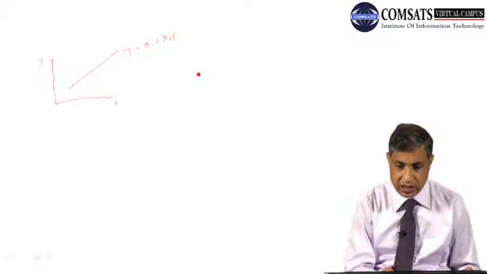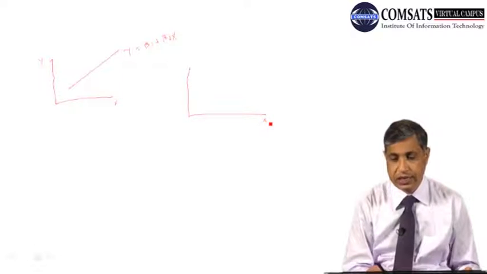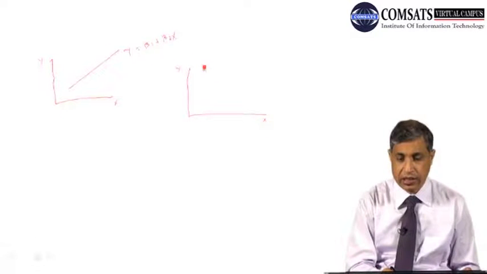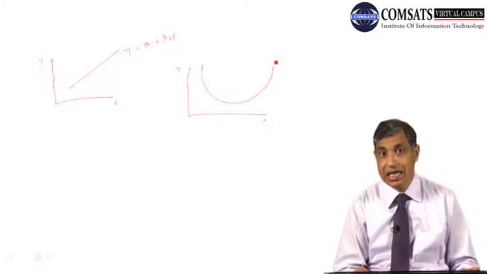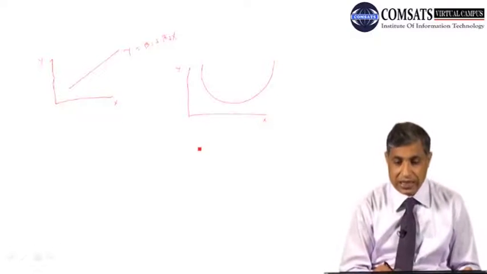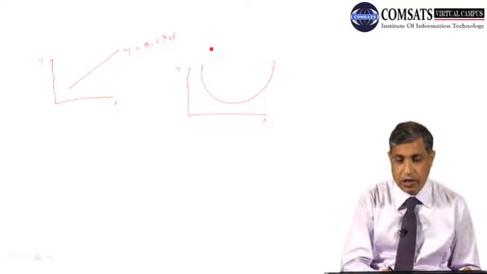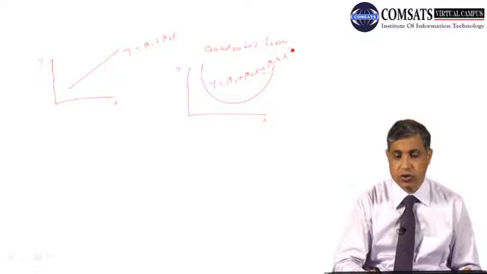If I say that my function becomes of this kind, this is x, this is y, and this is now the function. I am sure you have guessed that this is the non-linear function in the variable. So what is this? This is in the quadratic form, and I am sure you know what the quadratic is. Y is equal to beta 1 plus beta 2 x plus beta 3 x square.